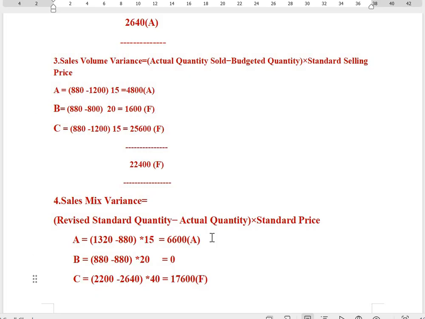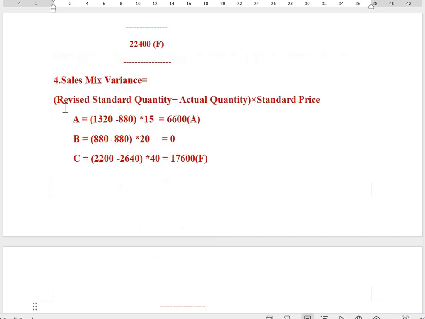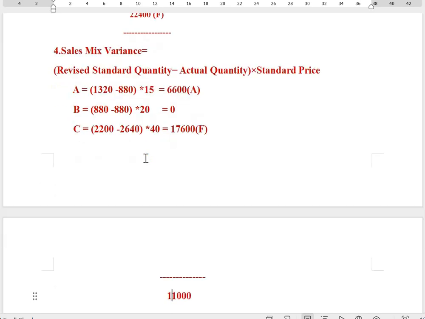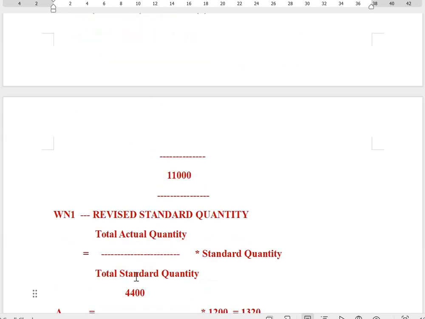The next one: because we have three types of products, A, B and C, we can calculate the sales mix variance. To calculate it, we use the formula: revised standard quantity minus actual quantity, into standard price. The revised standard quantity we have to compute. Revised standard quantity is total actual quantity divided by total standard quantity, into standard quantity.